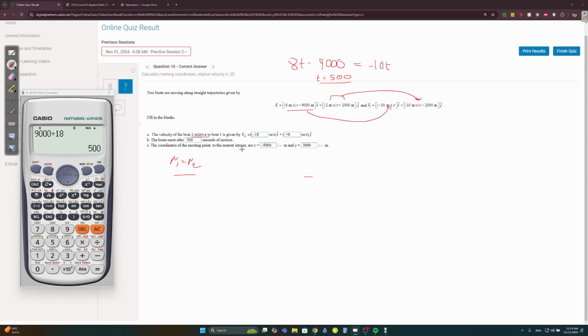The coordinates of the meeting point are X equals what and Y equals what. Just substitute now 500 and see what you get. I'll substitute into the first vector. 8 times 500 minus 9,000, you're going to get 4,000 minus 9,000, minus 5,000. And your J component, substitute 500: 2 times 500 plus 2,000.